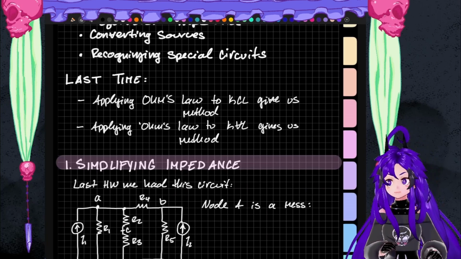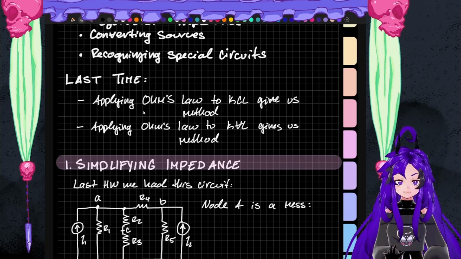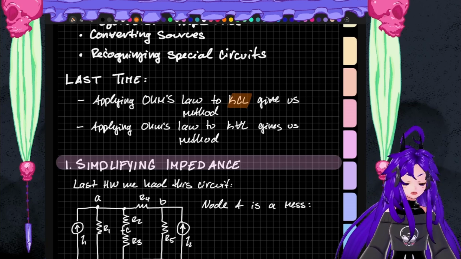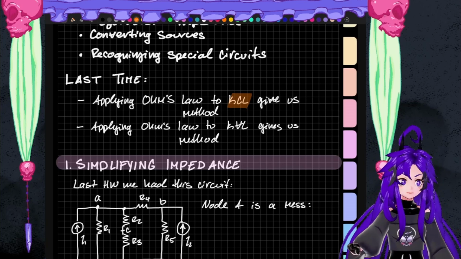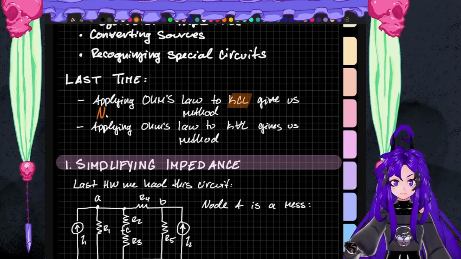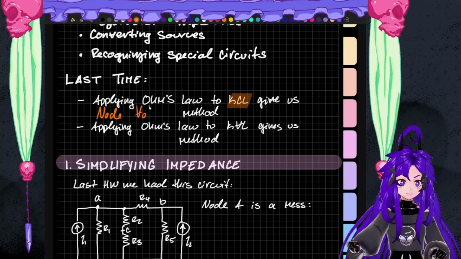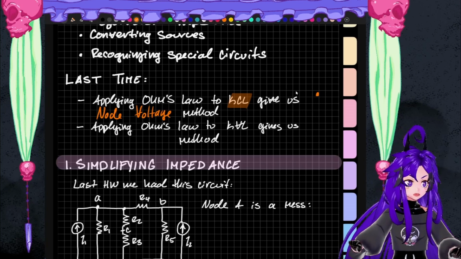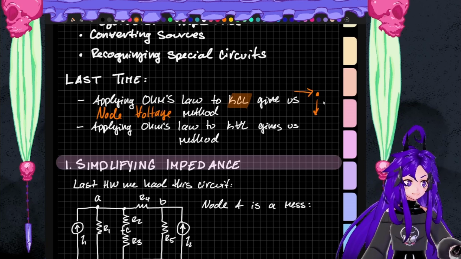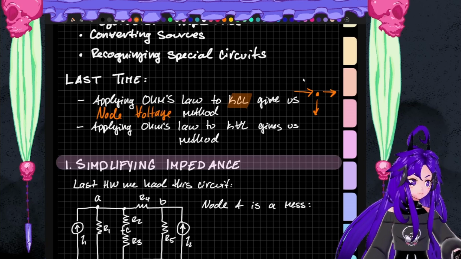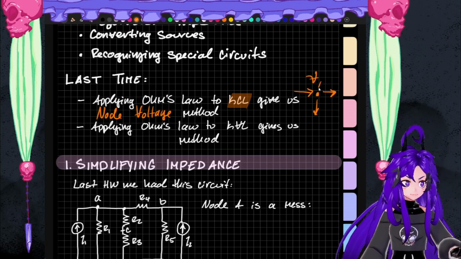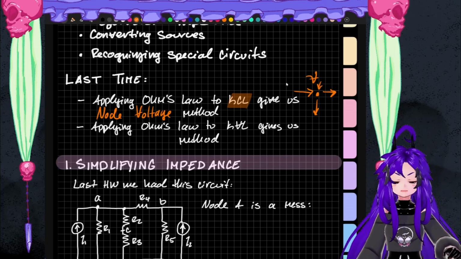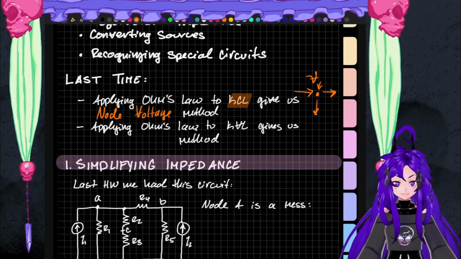So last time we said that when we apply Ohm's law to Kirchhoff's current law, it gives us the node voltage method, where we pick out a node where there's a bunch of currents going through and we look at all those currents, and we get an equation that gives us the voltage of that node and of other nodes in however complicated the circuit may be.